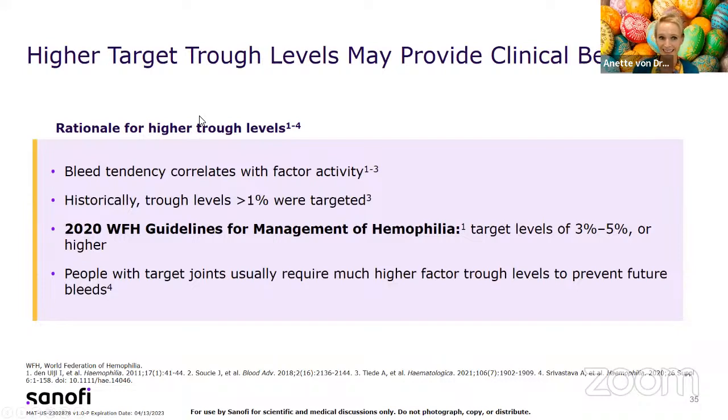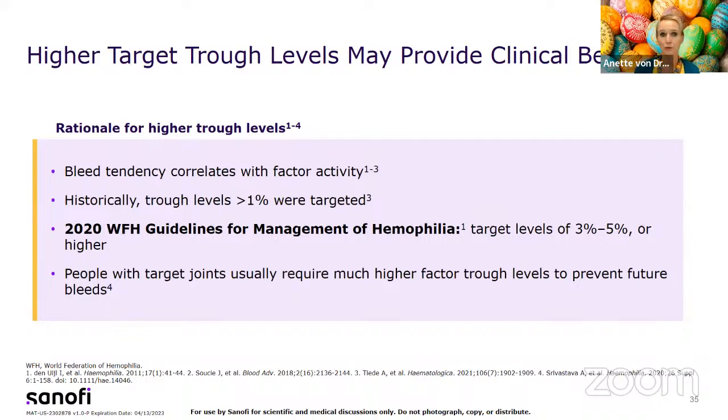Because that's the day where you are at the highest risk of having another joint bleed. Clearly, bleed tendencies correlate with factor activity. Historically, and again, it was 20 years ago or 10 years ago, trough levels over 1% were targeted. And that stems from an early study of Peter Collins to say that the risk of bleeding decreases proportionally to the time spent above 1%.